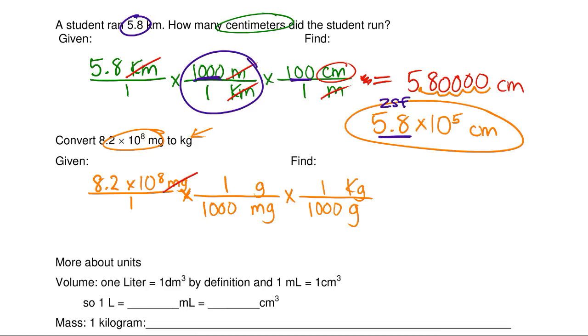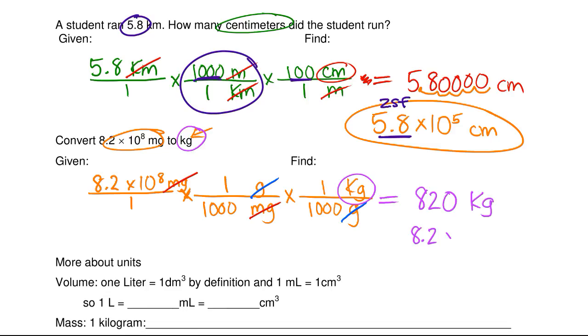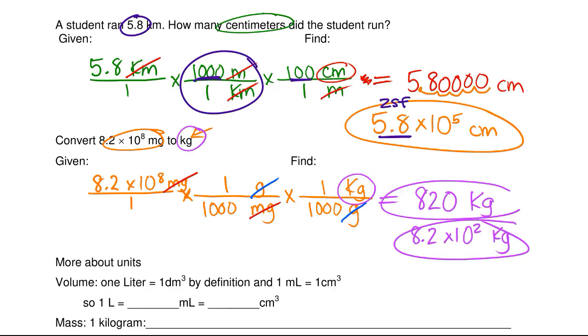Let's see if our units cancel. Milligrams cancel top and bottom. Grams cancel top and bottom. I'm looking for kilograms, which better be my top right unit. So I can put my equal sign, do my math, and at the end I will get 820 kilograms. I could also express this as 8.2 times 10 to the second kilograms in scientific notation, but both of those are correct. 2 sig figs here, 2 sig figs, in both of my ways that I can express that.